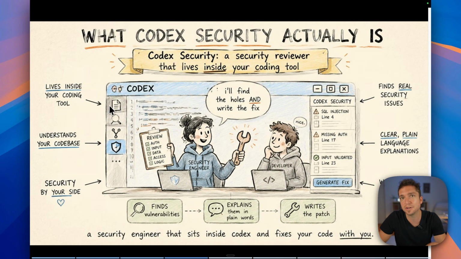So it lives inside your coding tool. You can either use this inside Codex itself, or you can use it in VS Code or a terminal, however it is that you work. The goal here is to either understand a GitHub repo or your code base, whatever it is that you're currently working on, and then it will go and run through this loop where it finds vulnerabilities, explains them to you in plain words, and then ultimately offers you a form of remediation.